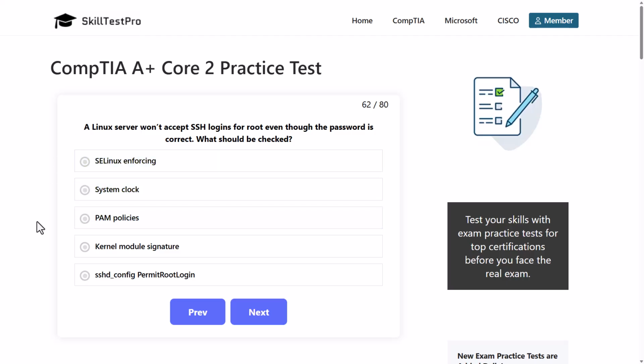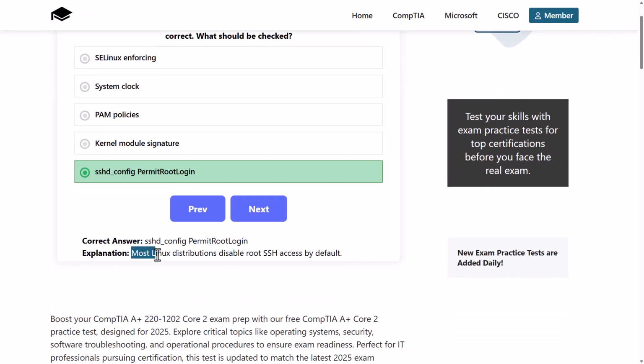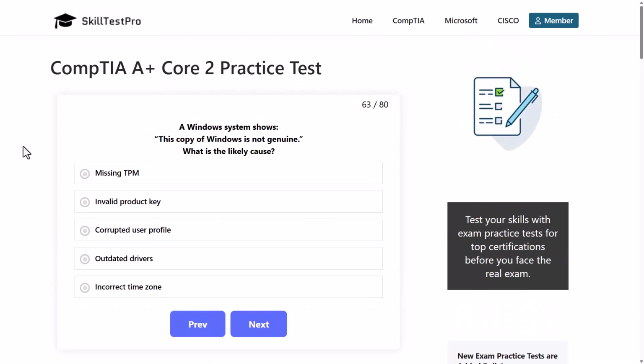And here the correct answer is sshd_config PermitRootLogin, as most Linux distributions disable root SSH access by default. A Windows system shows: this copy of Windows is not genuine.